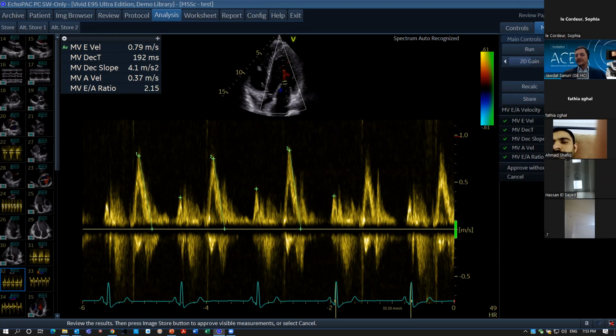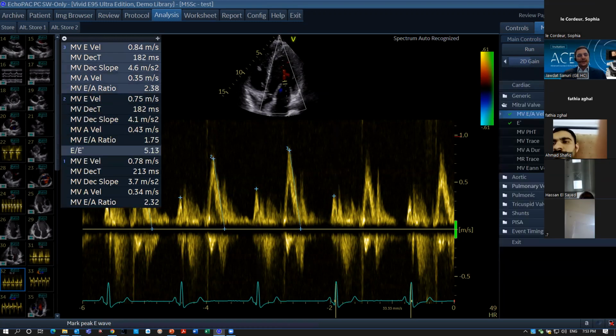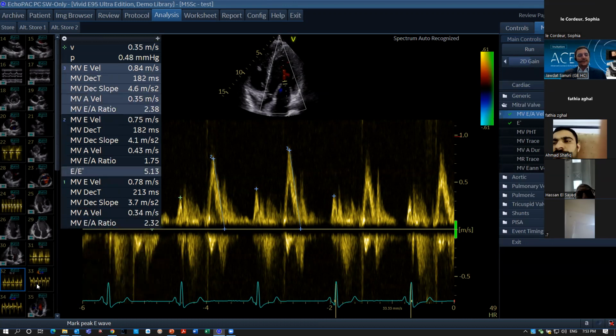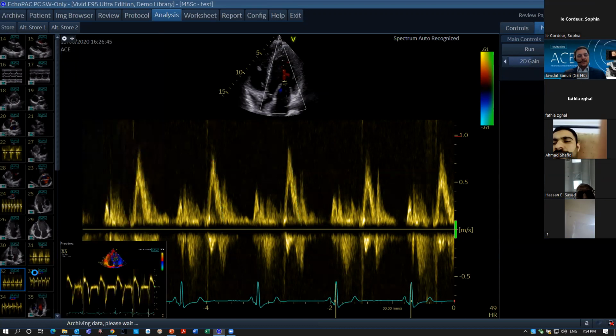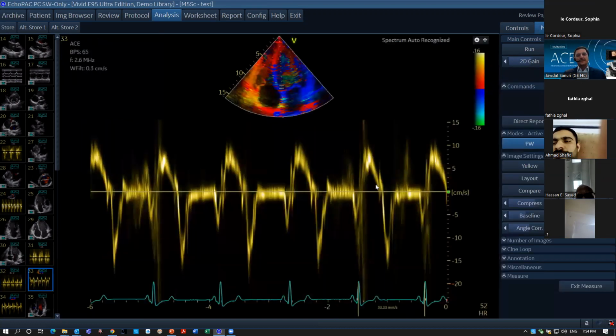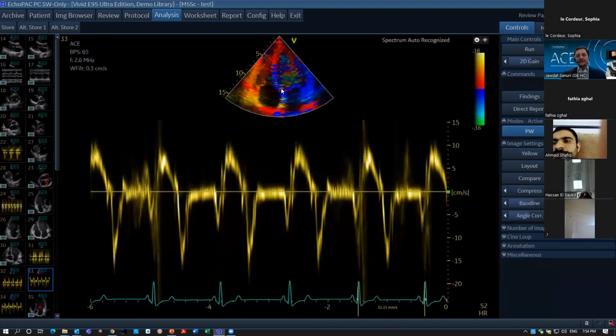The nice thing is that once I approve the measurement, and now I've done the E, you can see here it calculates E over E prime automatically, not because it knows, but because it was done before. Here with the tissue Doppler, I have the pulse wave cursor of the tissue Doppler at the septal annulus, you can see here, and here's my E prime and A prime, and of course systolic velocity.